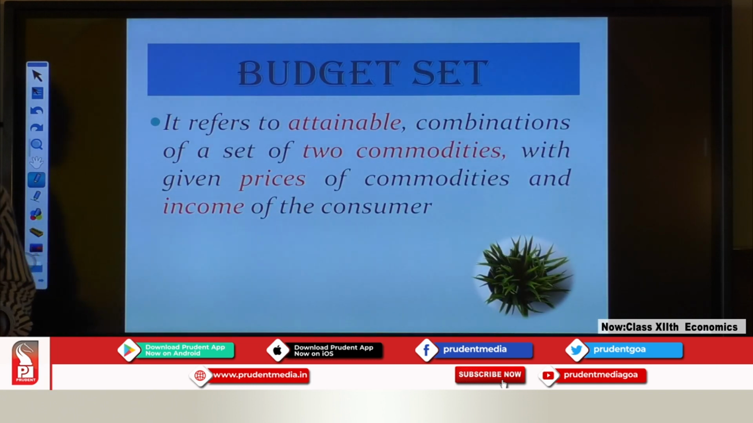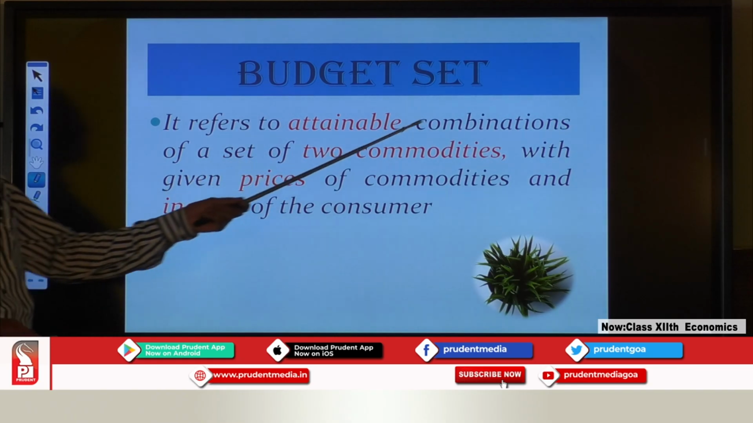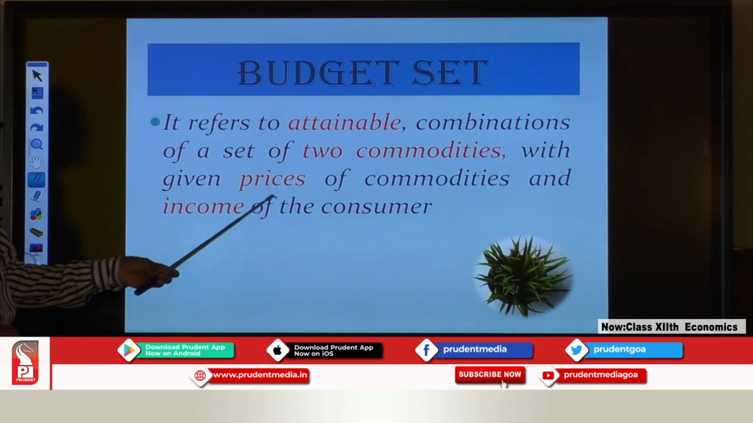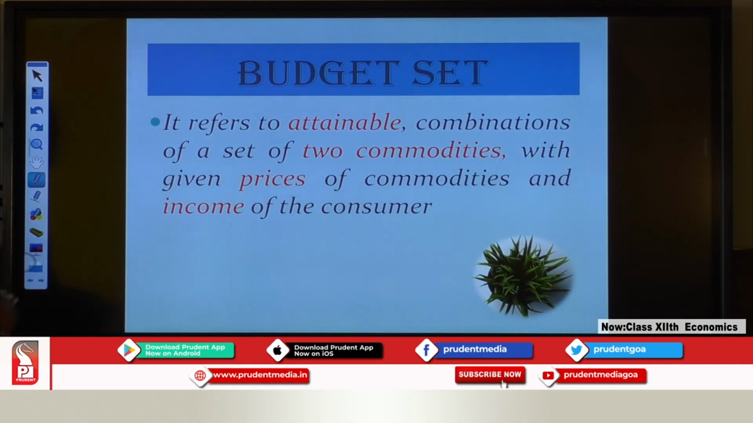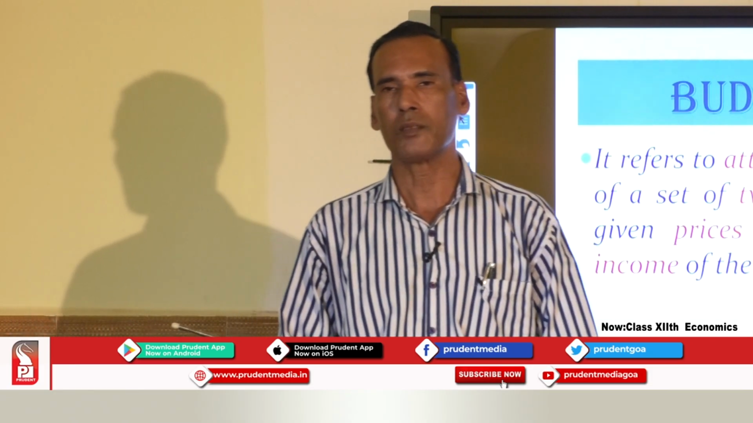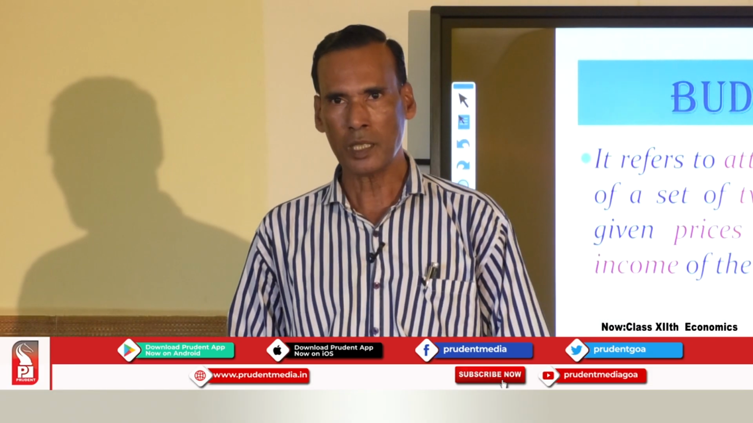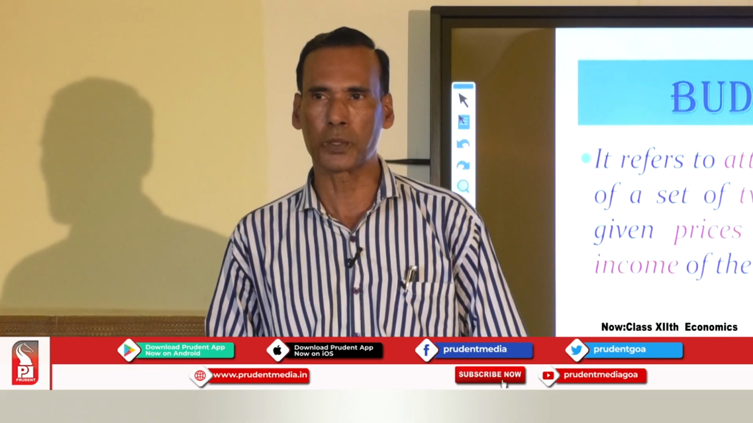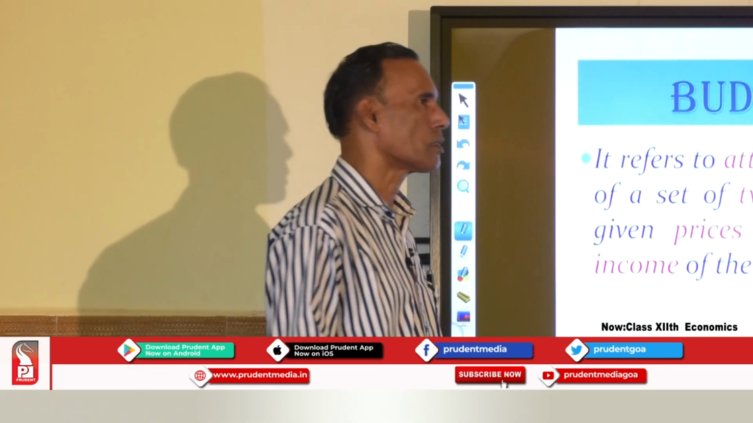Budget set. It refers to attainable combinations of a set of two commodities with the given prices of the commodities and the income of the consumer. Now, with the given prices and the given income, a consumer buys two commodities.